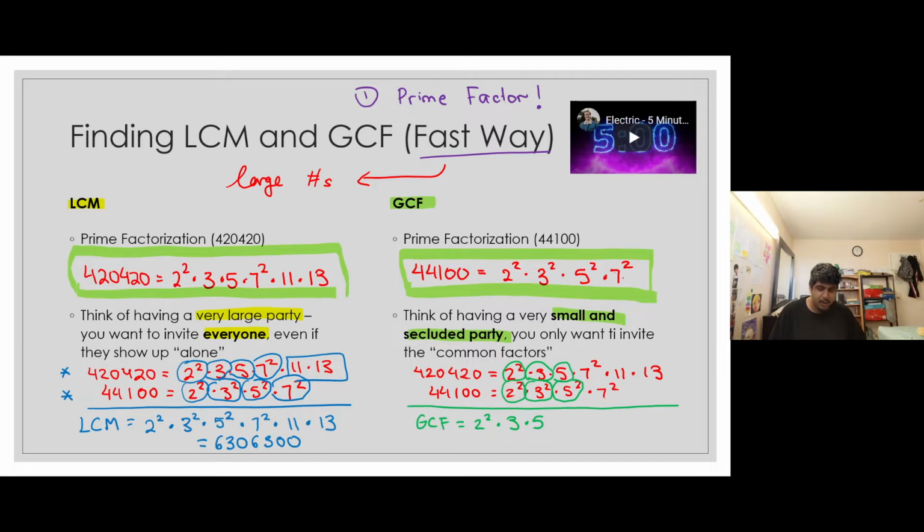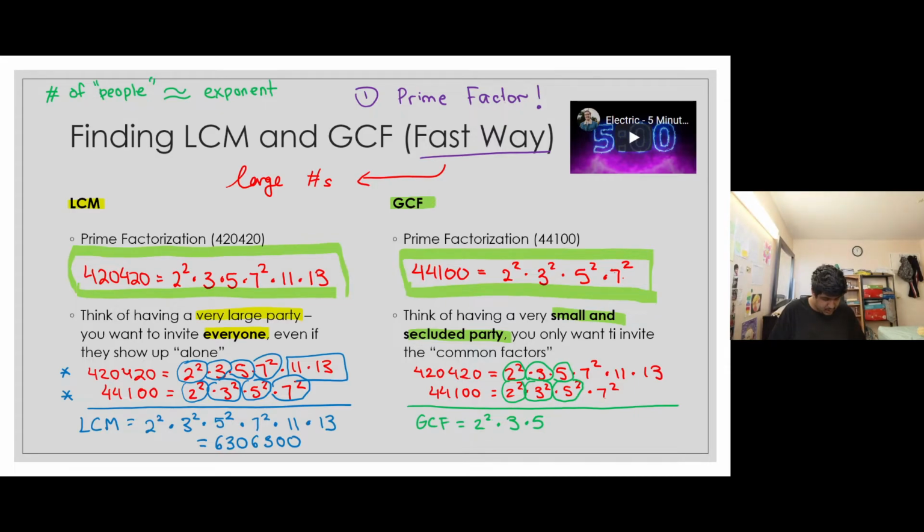And remember, the number of people who decide to join our party is represented by the exponent. I want to see that explicitly so that everyone sees that. The number of people corresponds to the exponent. So we're always picking either for the LCM the most number of people or for the GCF the least number of people. That's how we're going to do this.